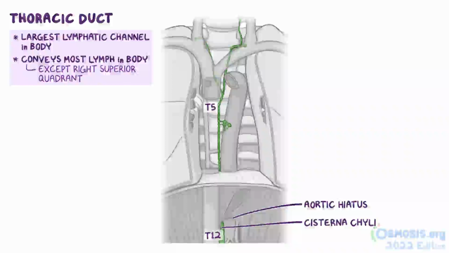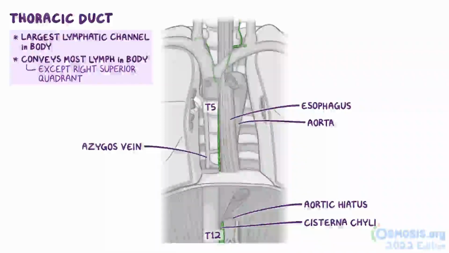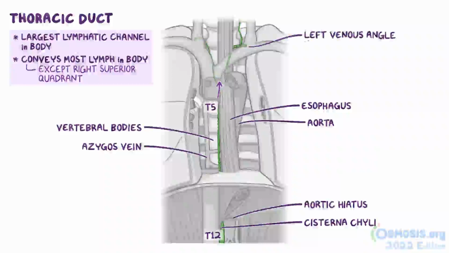It then goes up in the posterior mediastinum among the thoracic aorta on its left, the azygous vein on its right, the esophagus anteriorly, and the vertebral bodies posteriorly. At the level of T4, T5, or T6, the thoracic duct crosses to the left, becoming posterior to the esophagus, and enters the superior mediastinum. The thoracic duct typically empties into the venous system close to the joining of the left internal jugular and subclavian veins at a point called the left venous angle, or origin of the brachiocephalic vein.